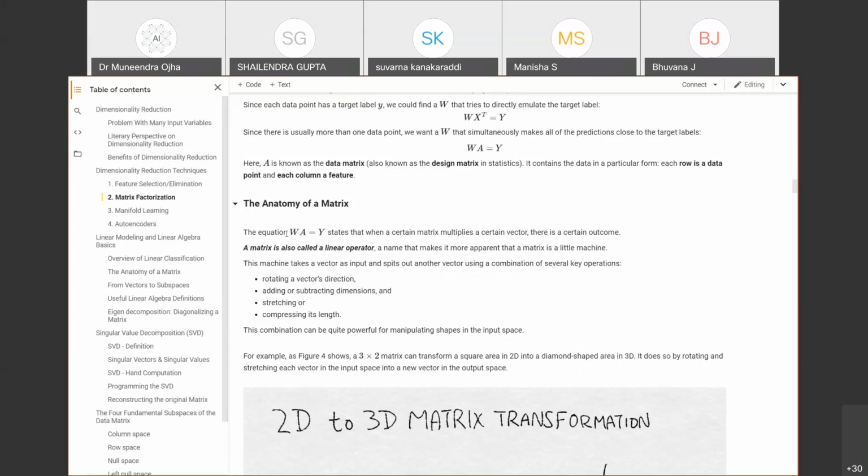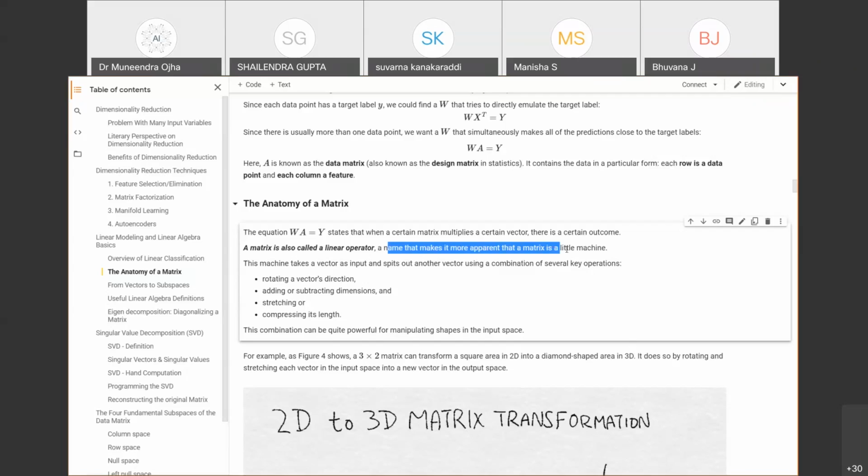Suppose we have a matrix A and we have another matrix W. When we multiply matrix A with matrix W and obtain a new matrix Y, the equation states that when a certain matrix multiplies a certain vector, there is a certain outcome, that is Y. Now this matrix is also called a linear operator. We will treat this matrix W as a linear operator, a name that makes it more apparent that a matrix is a linear little machine. So we are applying this operator W on a vector A.